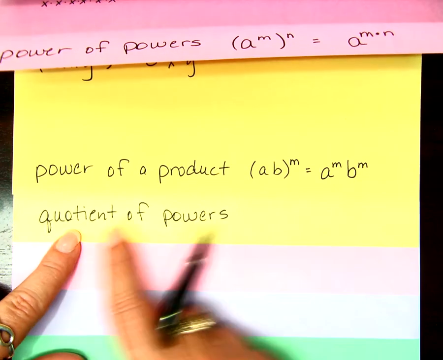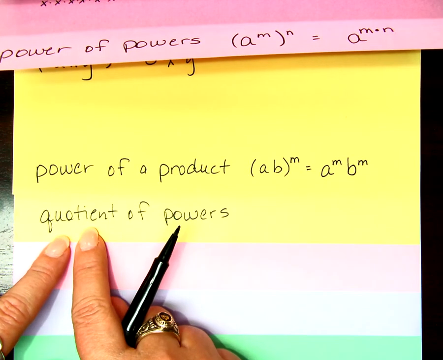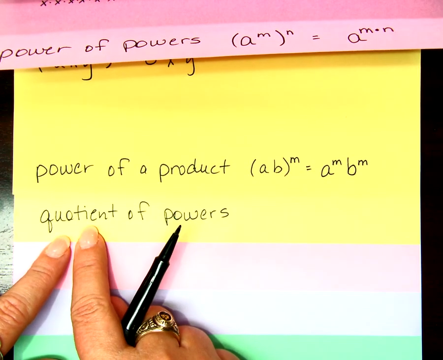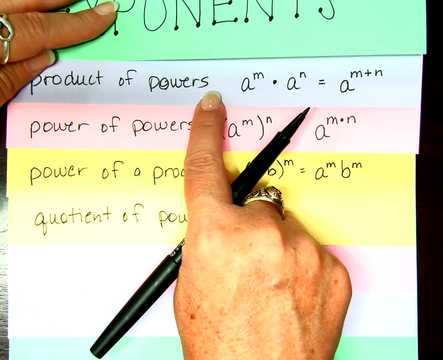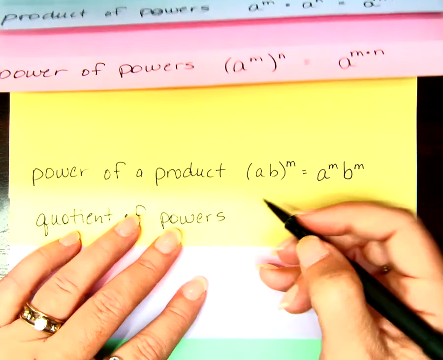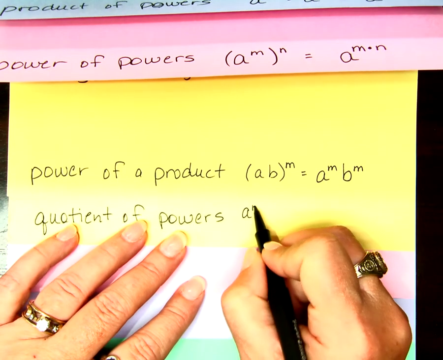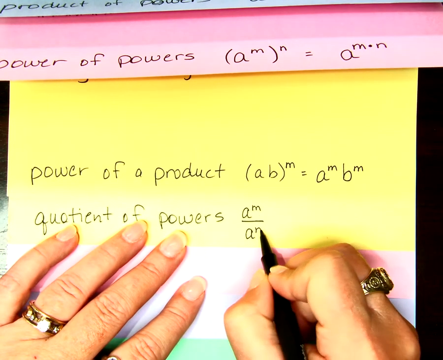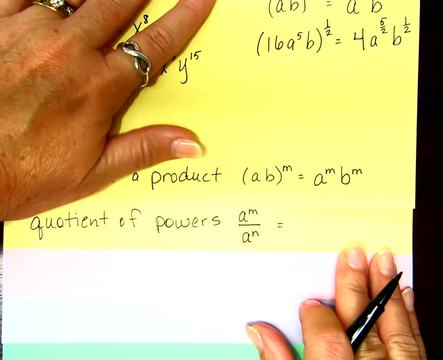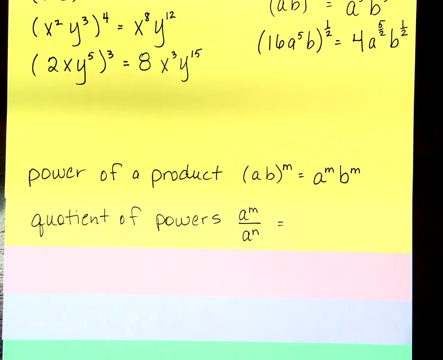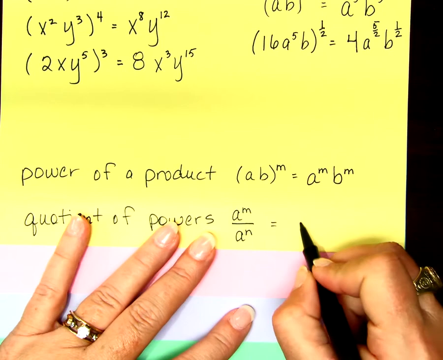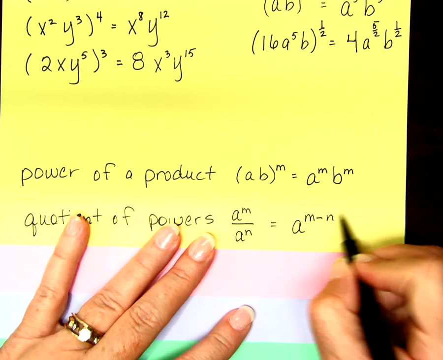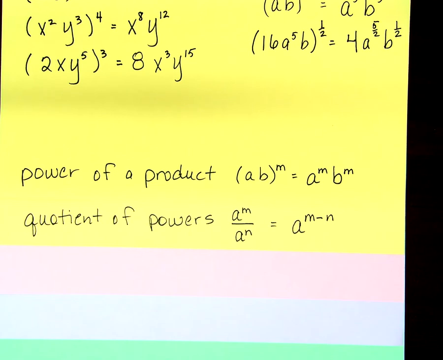Yes? So if this means multiply, what does quotient mean? Divide, right? So if I'm doing a quotient of powers, wouldn't that look kind of similar to product of powers? So quotient of powers is going to look like a to the m over a to the n. And if we are dividing like bases, what do I do with exponents? Very good. a to the m minus n. Got it?